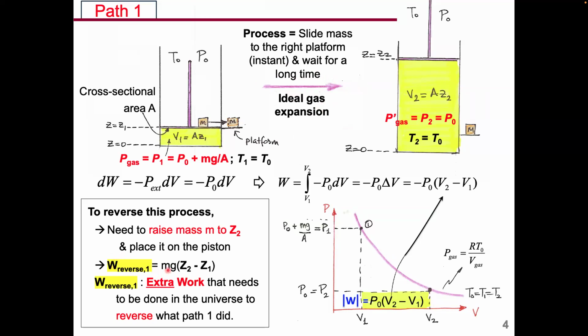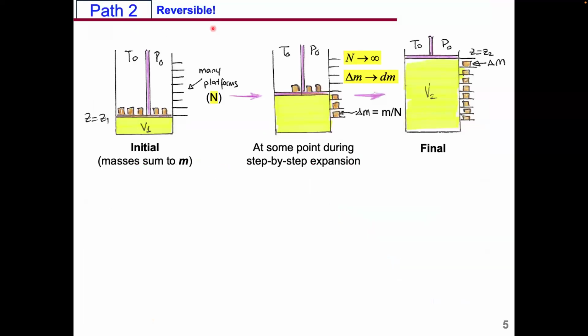Obviously, M is a finite value, g is a finite value, Z2 and Z1 are finite values. So W reverse is a non-zero, finite value. So you actually need to do actual work to reverse this process. By definition, you are causing changes in the universe. So by definition, this is an irreversible process.